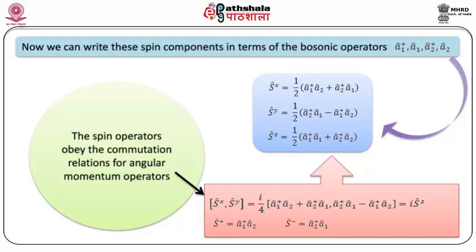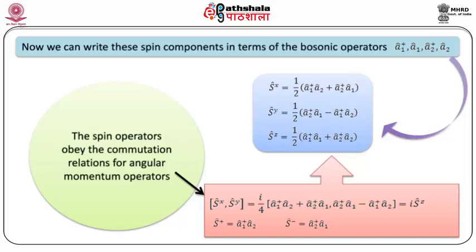And Sy is half of A2 dagger A1 minus A1 dagger A2, and Sz is half of A1 dagger A1 plus A2 dagger A2. So these are three very important relations that we have just studied. Now the spin operators obey the commutation relations for angular momentum operators. So the commutation relation for angular momentum operators is applicable here.